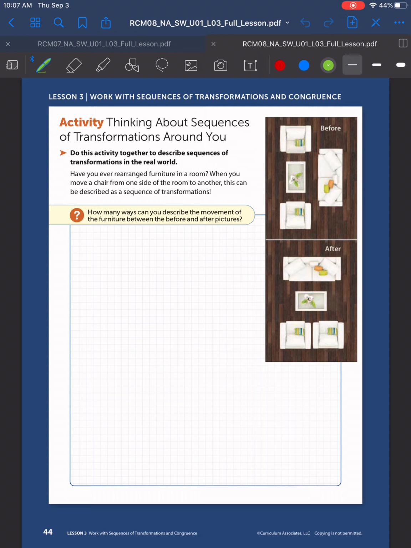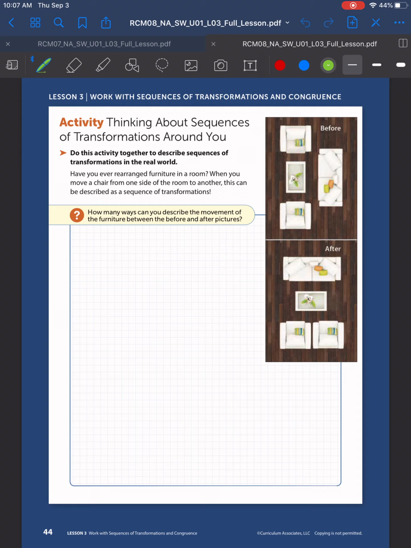But it's more than just a move, because if you look at the couch, it slid up and then it rotated, and then the 2 chairs, there was maybe some sliding and maybe some reflecting, and then the coffee table rotated. So there are so many ways that a shape can move, and that's not just one way. How many ways can you describe the movements of the furniture between the before and the after pictures? So just go ahead and pause the video right now, take some time, just see what you can do. How would you describe the movements here?